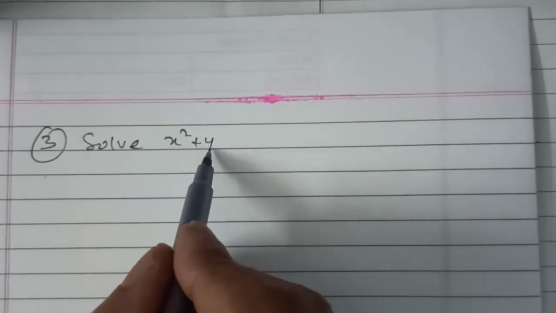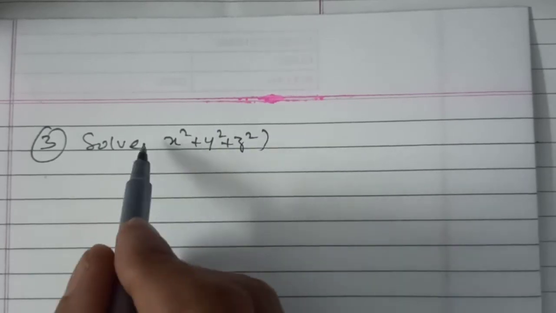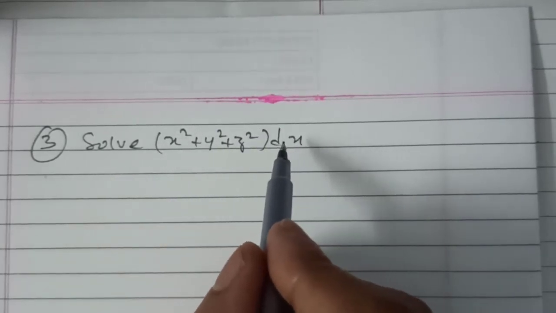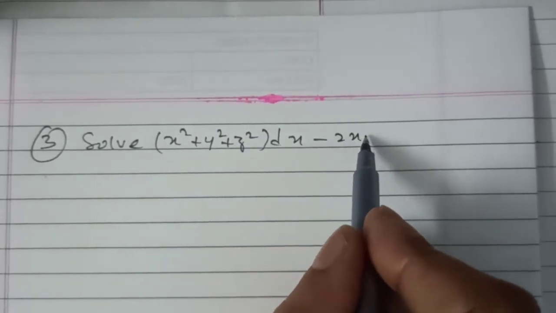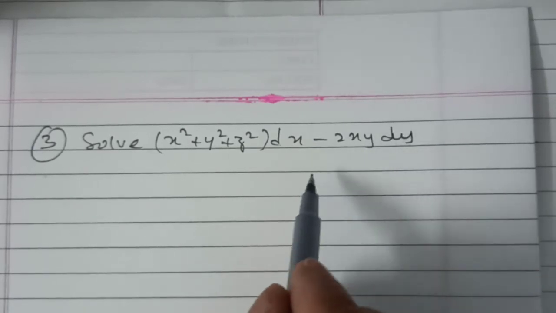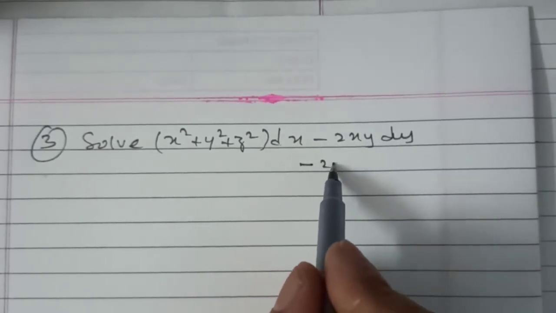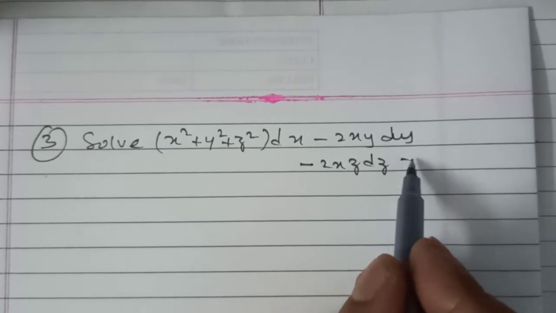Right. Third problem: solve (x square plus y square plus z square) dx minus 2xy dy minus 2xz dz is equal to 0.